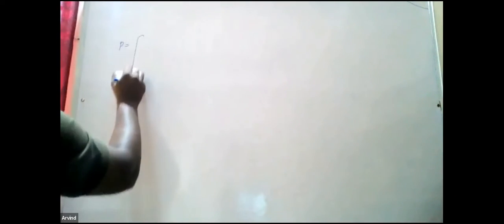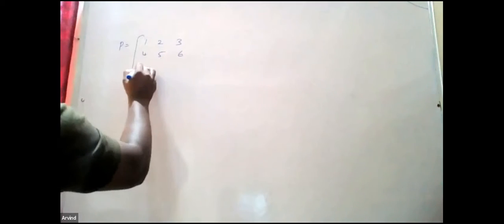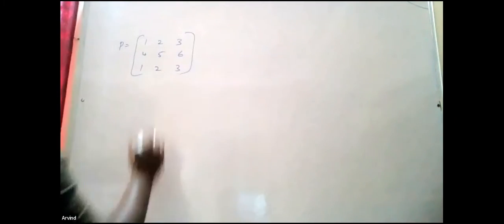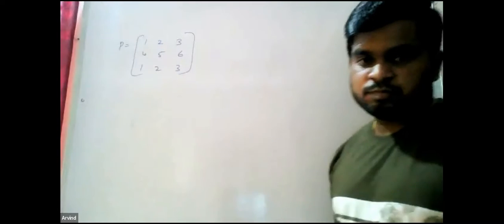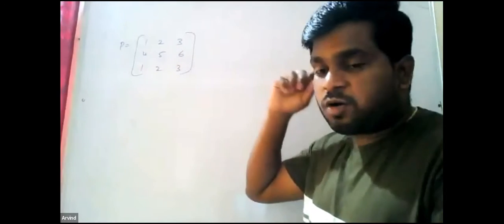Okay, let's go to the next simple properties. I'll take a matrix. P is equal to 1, 2, 3, 4, 5, 6, 1, 2, 3. What is the value of this determinant? What will be the value of this determinant? 0. 0. Why? Because the first one and the third one are the same. Like first row, third row are the same.